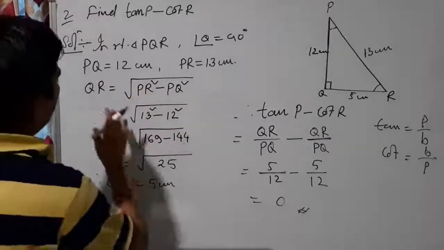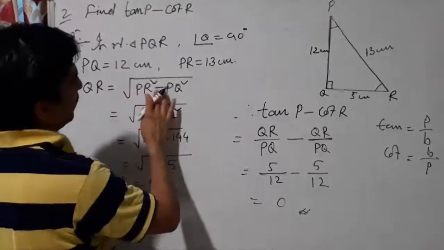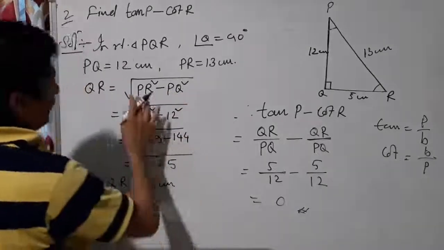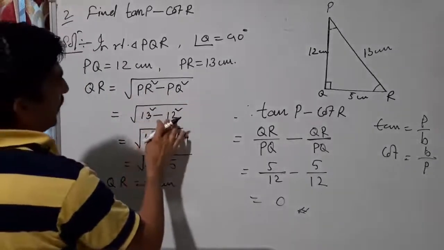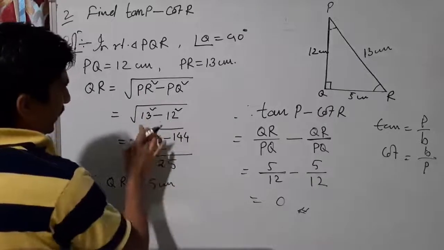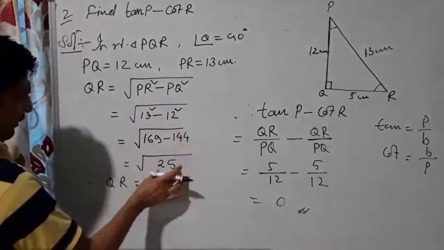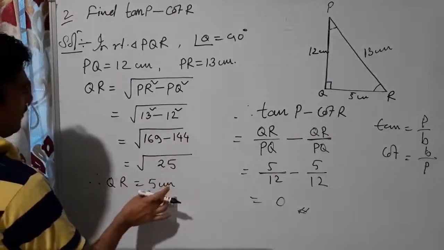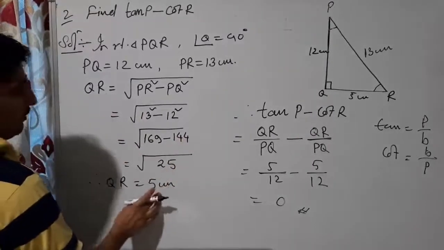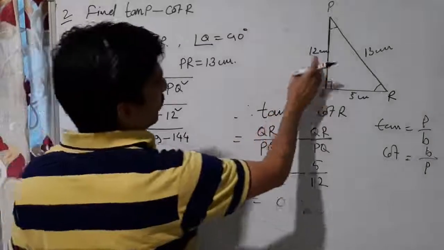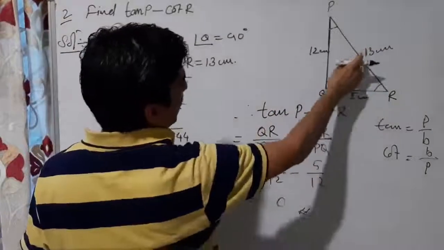So here QR equals square root of PR square minus PQ square. The values are given. PR is 13 square minus PQ is 12 square. So 13 square is 169, 12 square is 144, the difference is 25, and square root of 25 is 5. That means QR is equal to 5 centimeter. So we have now PQ equal to 12, QR equal to 5, and PR equal to 13.